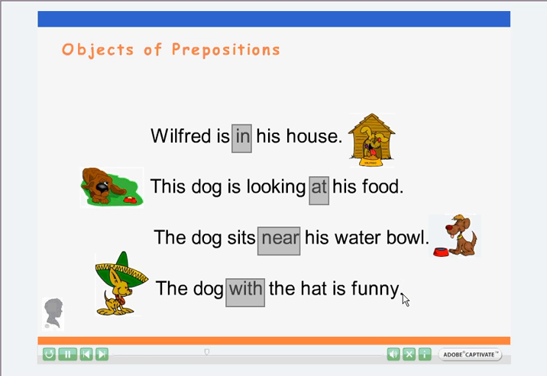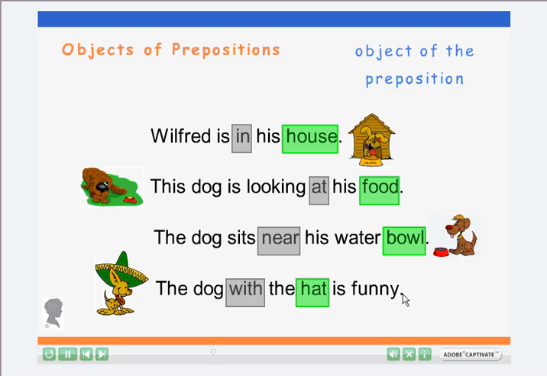Here are the 4 sentences you just saw, with the prepositions highlighted. In each case, a noun follows closely after the preposition. These nouns are called the objects of the preposition. In the first sentence, house is the object of the preposition in. Food is the object of the preposition at. Bowl is the object of the preposition near. And hat is the object of the preposition with. Click Next.